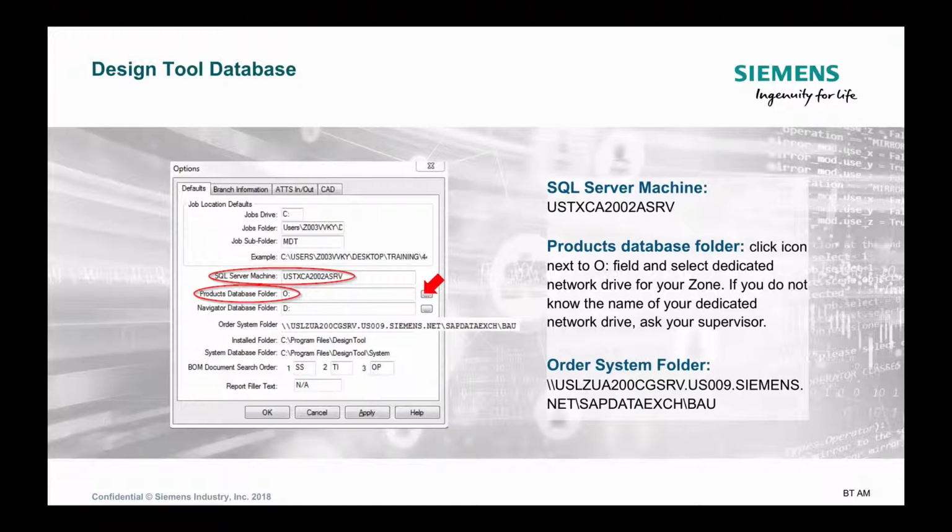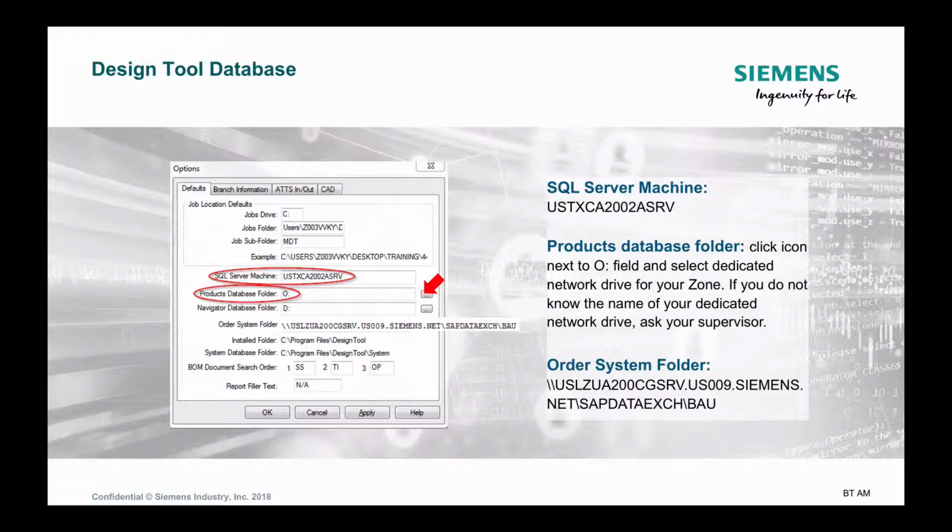This database allows multiple users to work on the same project simultaneously and ensures the team is working with the most current product database available. To ensure you are working with a common database, you will need to make changes to your setup in Design Tool. To do this, click on File, then Options.